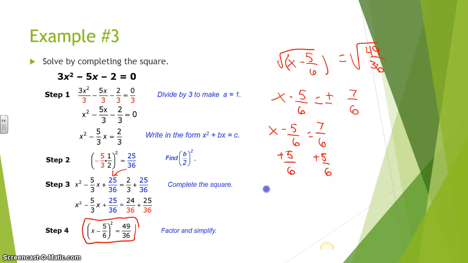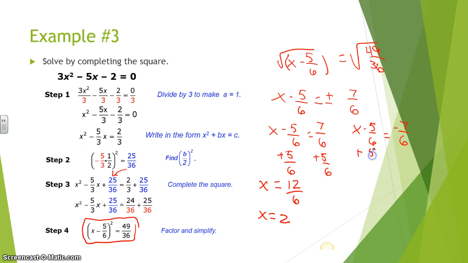So then what you have is x equals 7/6 plus 5/6. That's going to give me 12/6, which simplifies to 2. So x equals 2. And you would have now x minus 5/6 equals negative 7/6.